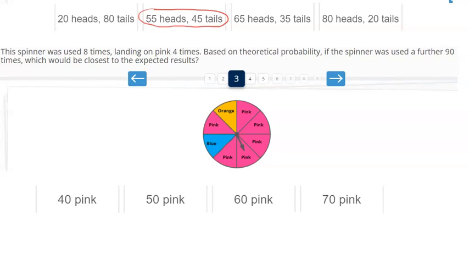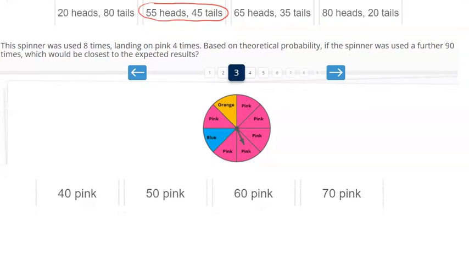Question 3. The spinner was used 8 times, landing on pink 4 times. Based on theoretical probability, if the spinner was used a further 90 times, which would be closest to the expected results? This one's a little bit tricky because we don't have a nice number afterwards that we're going to use. The spinner was used 8 times and then a further 90 times. So all up, we have 98 spins. And this is where you're going to need your calculator to work out the next part.